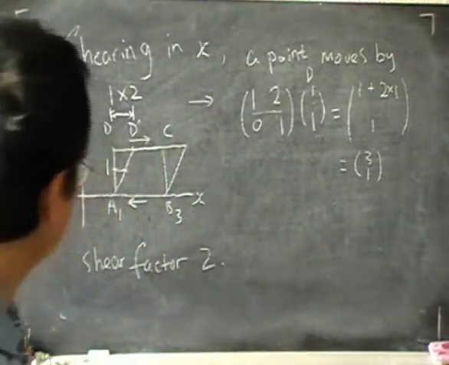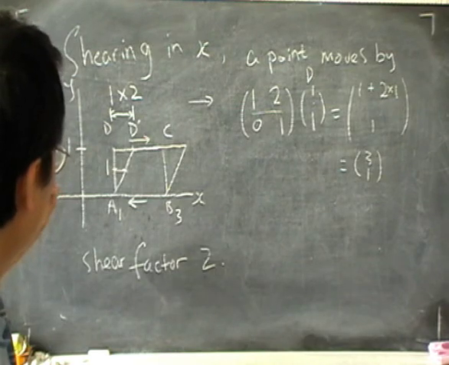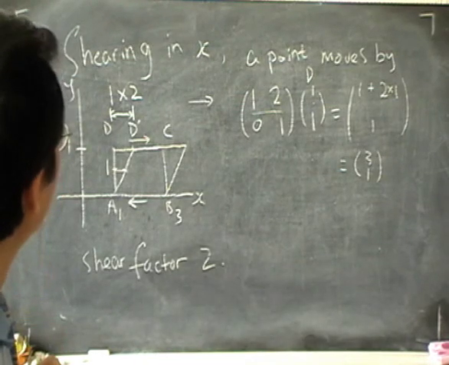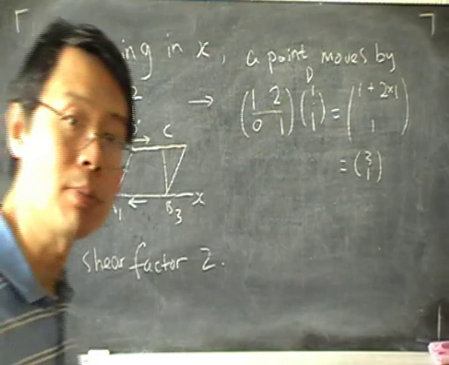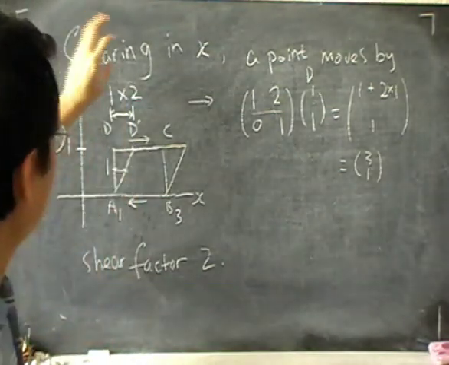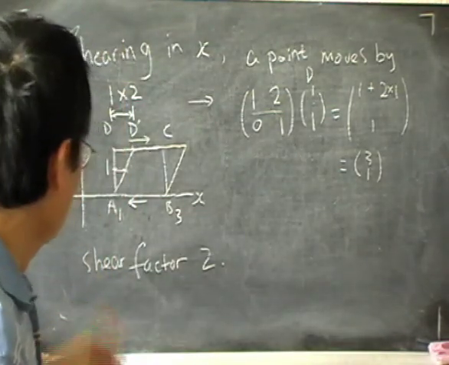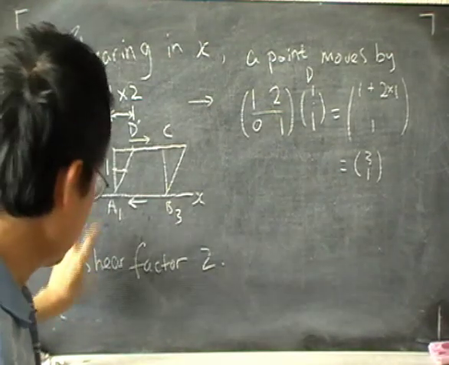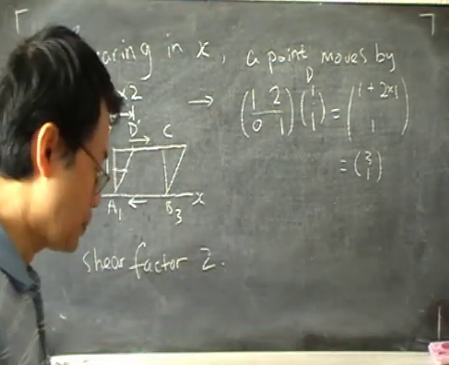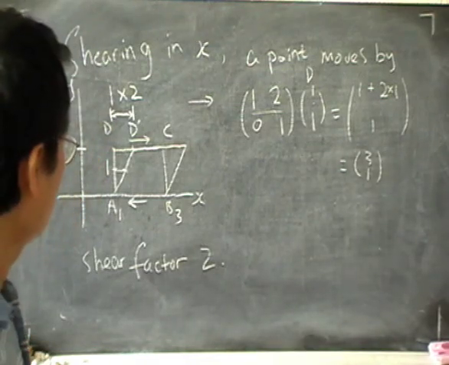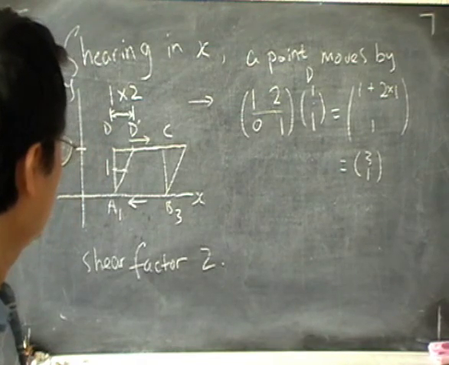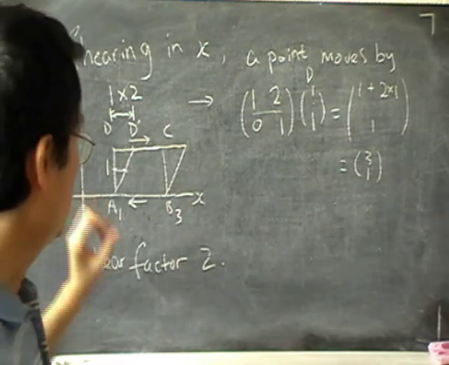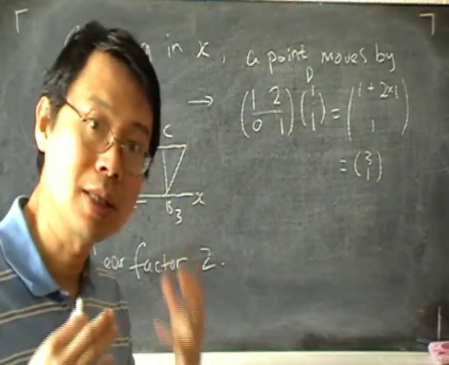Okay, and I should mention one or two more things about shearing in the x direction. In this example, the shear factor is 2. Now what if the shear factor is a negative number?